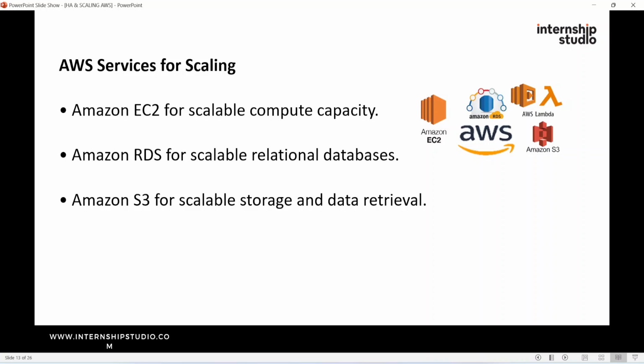So coming to initially the EC2. EC2 instances can be horizontally scaled by adding or removing instances based on demand. Or we have the concept of auto scaling groups, where AWS provides auto scaling groups allowing you to set policies to automatically adjust the number of EC2 instances. Scaling policies can be triggered by metrics like CPU utilization or network traffic.